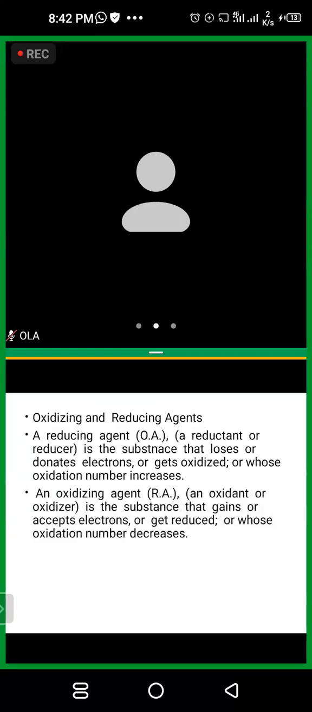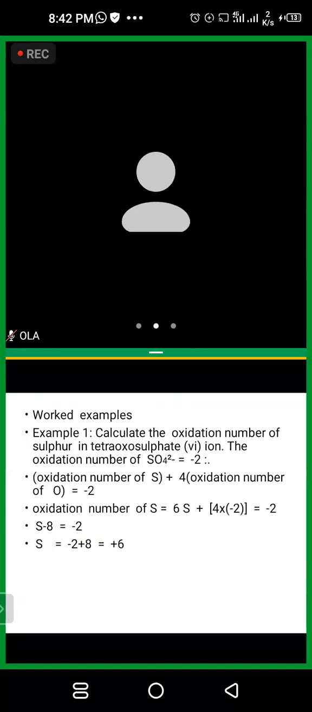I'll send the note so that we can go through it and get a better understanding. But one point you should take note of is the definitions. Fix them in your minds. These definitions are very important. How to calculate the oxidation number of elements.